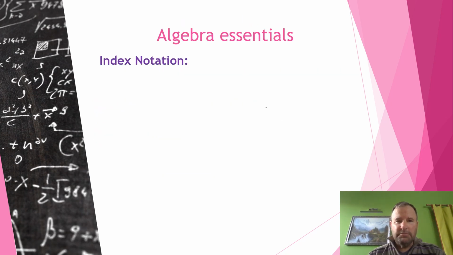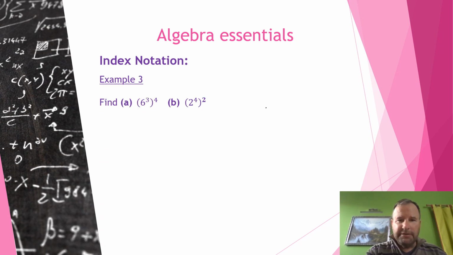So we're going to have a look at a worked example, see if you can work it out. I'll just pause it a little bit. Example 3 here says 6 to the power of 3 all to the power of 4, and 2 to the power of 4 all to the power of 3. So pause the video and have a go at the answer.